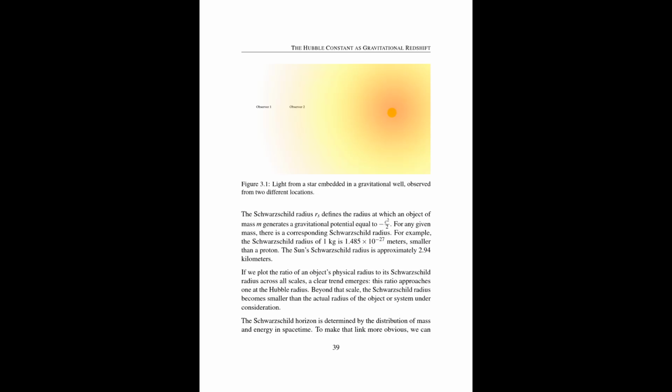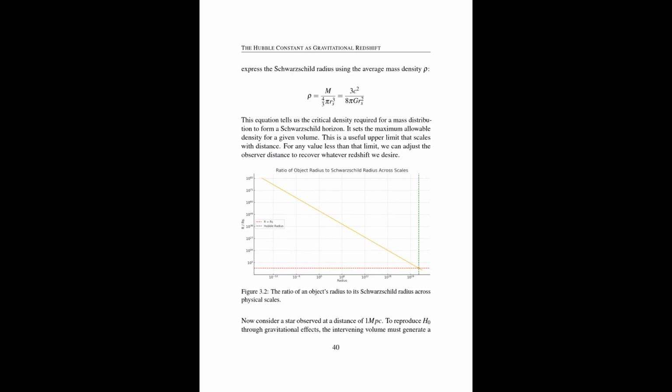To make that link more obvious, we can express the Schwarzschild radius using the average mass density rho. This equation tells us the critical density required for a mass distribution to form a Schwarzschild horizon. It sets the maximum allowable density for a given volume. This is a useful upper limit that scales with distance. For any value less than that limit, we can adjust the observer distance to recover whatever redshift we desire.